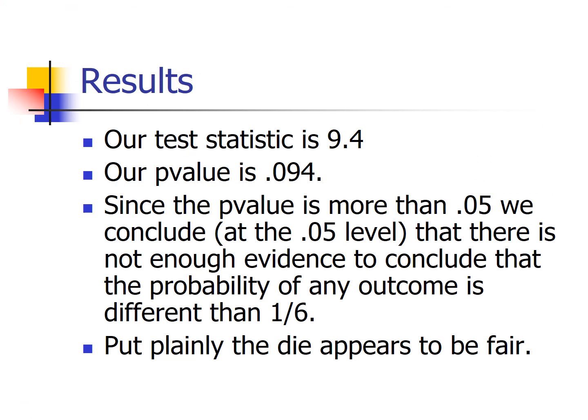So our test statistic is 9.4. Our p-value is 0.094. That p-value is more than 0.05. So at least at the 0.05 significance level, we conclude there's not enough evidence to say that the probability of any outcome is different than 1/6. To put that a little bit more plainly, we would conclude that this die appears fair, or at least there's not evidence that the die is unfair.